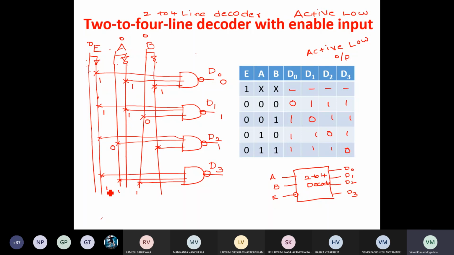So here we'll have 0, right? In this way, this will act as the active-low output. So for the active-low output case, we simply need to replace the AND gates with NAND gates. Then it will act as the active-low output case. There are specific applications where we need active-low outputs. So in this way, we can realize the same circuit by replacing the AND gates with NAND gates, and we can realize it with active-low outputs also, right?